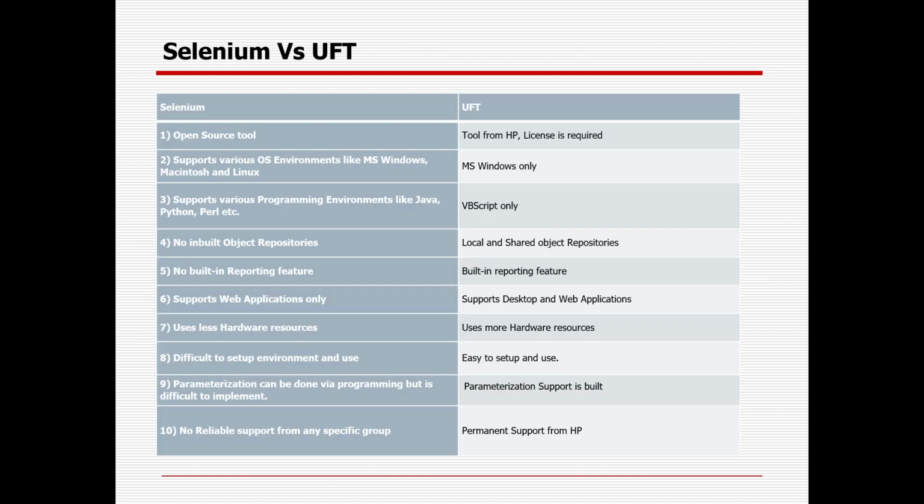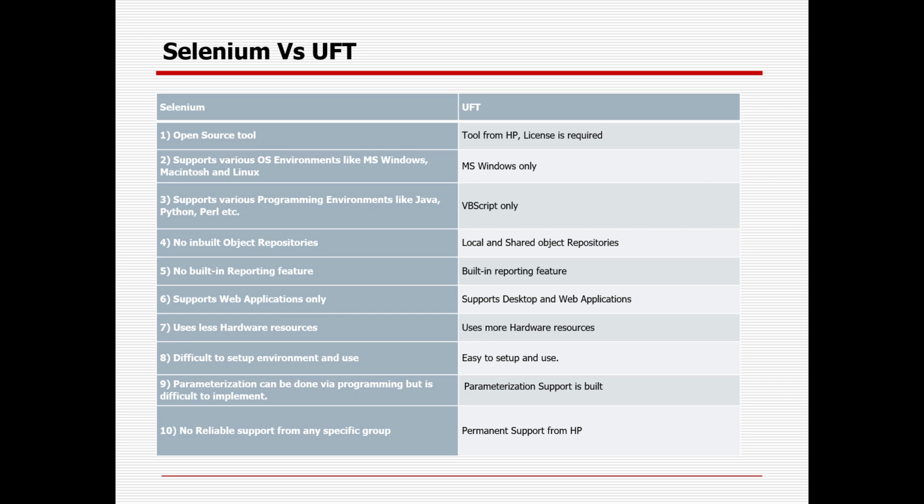Key differences of Selenium and UFT. These are two very good tools used in the market. Okay, but nowadays as Tosca and other tools came into the market, there is less usage of UFT, but initially UFT was dominating the market. It is the Unified Functional Testing tool, previously named QTP. Selenium is open source. UFT is a licensed tool from HP. Selenium supports different browsers. UFT supports only Microsoft Windows.